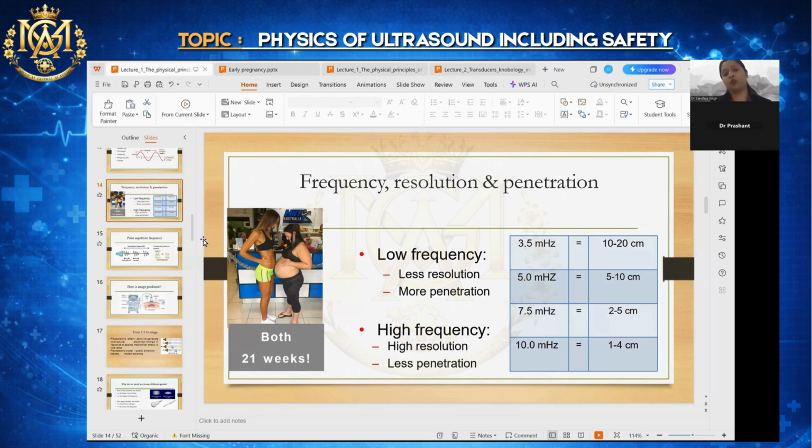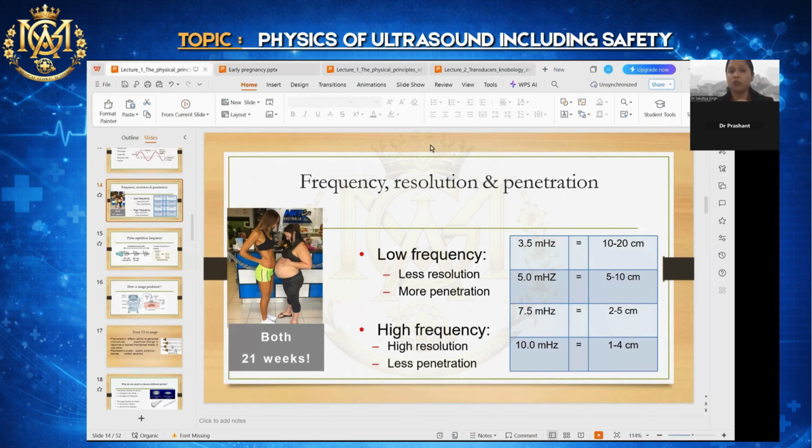Like I told you, you have these two patients you are seeing. One is very thin, one is very, very obese. So in the obese lady, what do you want? You want the waves at least to penetrate that fat layer and go to the baby. Otherwise, everything will be black, black. You will not see anything. So here you have to compromise on the resolution to at least see the head of the baby, the heartbeat of the baby.